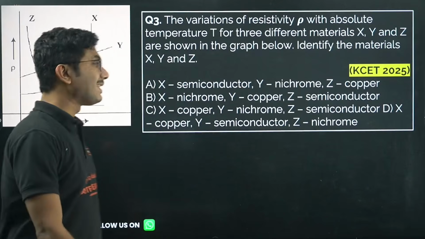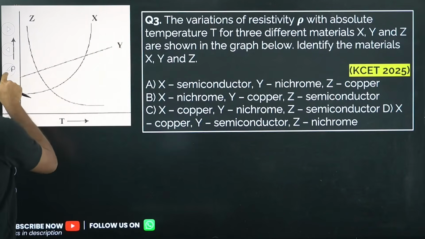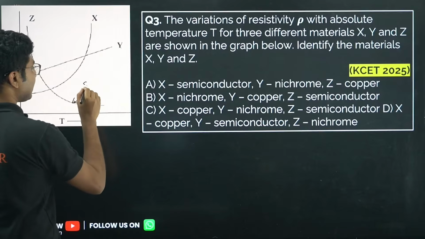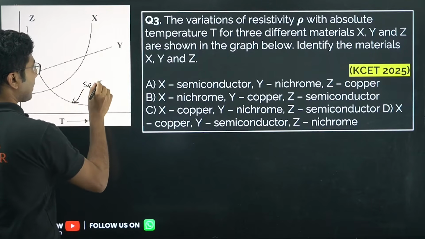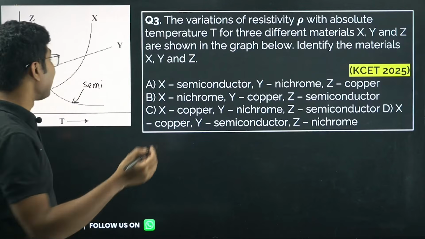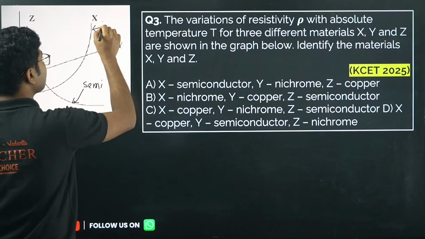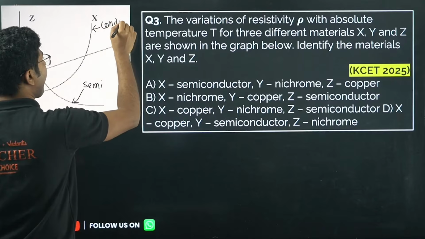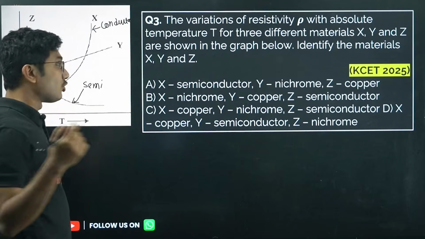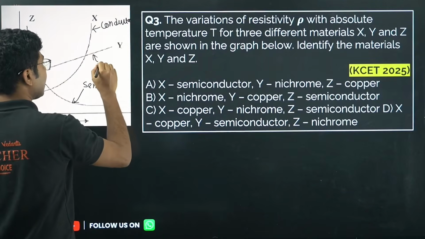Which element decreases resistivity with temperature? That is called a semiconductor. So this is a semiconductor. And which element increases the resistance? They are called conductors. And which element remains almost the same? They are alloys.